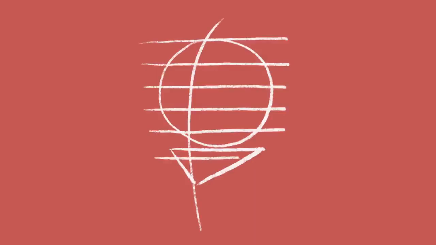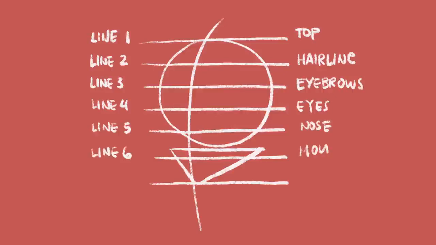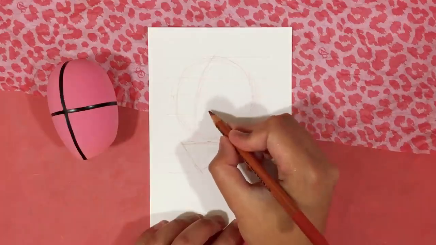So let's divide the face into 6 equal parts, which gives us 7 horizontal guidelines. This will help us place certain features of the face. So line 1 is the top of the head, line 2 is the hairline, line 3 is the eyebrows, line 4 is for the eyes, line 5 is the nose, line 6 is for the mouth, and lastly, line 7 is for the chin. Now, for the eyes.